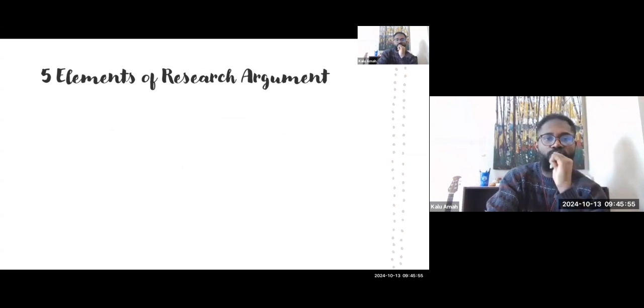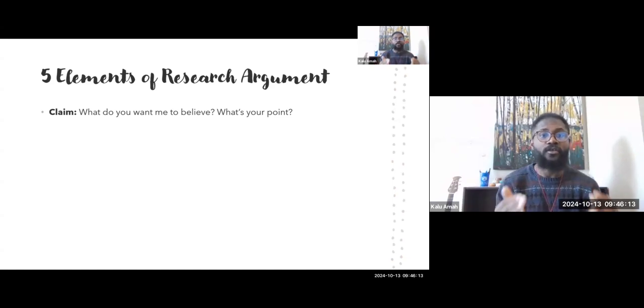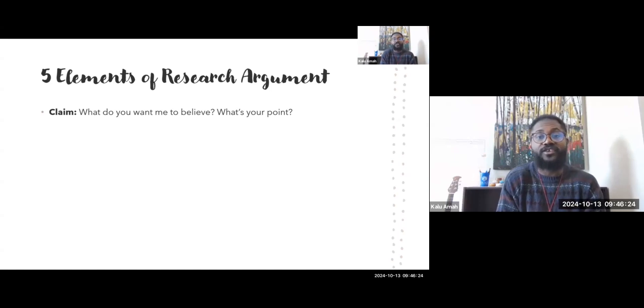But there are 5 questions you should always ask if you are making a research argument. If you answer these 5 questions, you will have ended up backing up your claim, or backing up your hypothesis, or arriving at your thesis. The first thing is to make the claim. What do you want me to believe? Take these questions as what your reader, the editor, or the audience is asking you. What do you want me to believe?